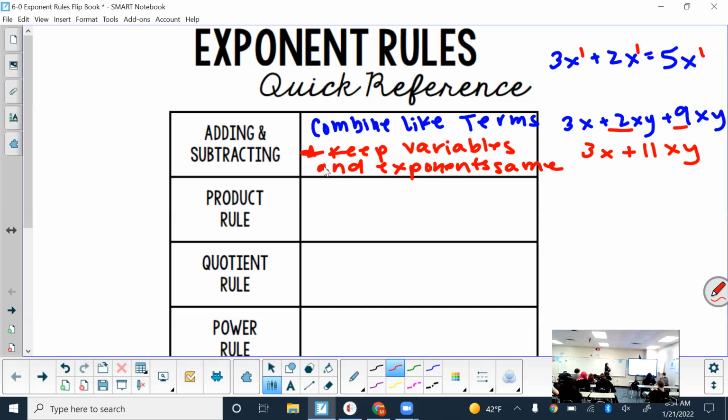So that one wasn't in the video, but we've actually been using it all semester. So don't see a bunch of other stuff and get confused. All right, the product rule. That one was in the video. What did it say?